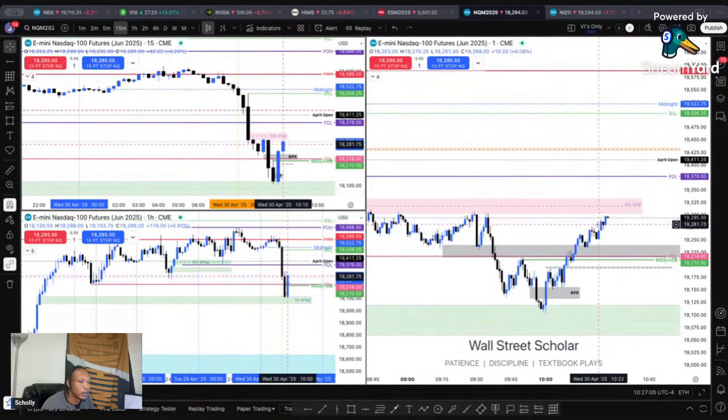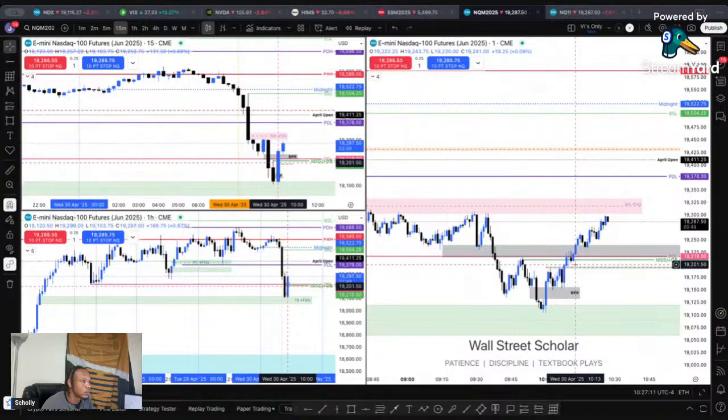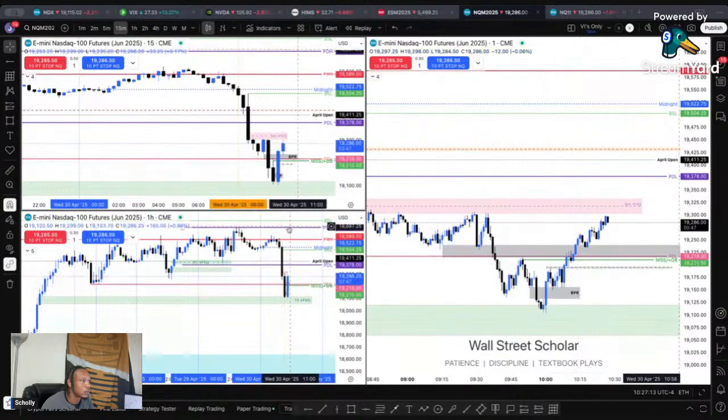Because on the 1 minute, that's clearly a buy model. Yeah, it's coming back to this 15-minute high, and then, like you said, that 1 hour gap. But also 50% of this drop is the monthly open. You know what I'm saying?